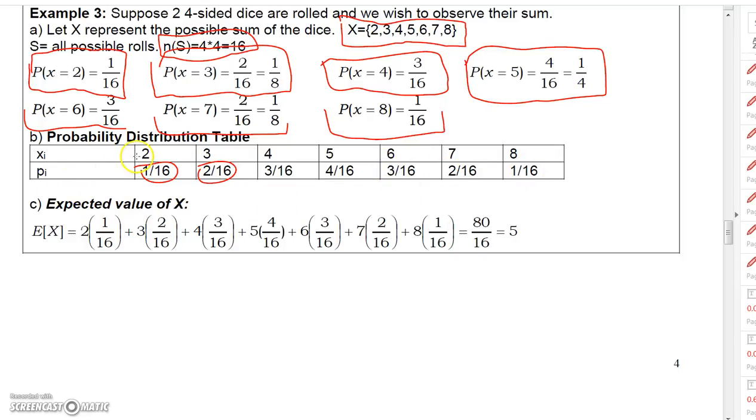And then when you multiply each x by its corresponding probability, 2 times 1/16 plus 3 times 2/16 plus 4 times 3/16, and so on, and add them all up, you get 80 out of 16, which is 5. So that means you expect to average a sum of 5 if you roll these dice over and over and over. In other words, if you do the experiment a large number of times, you expect to average a sum of 5.